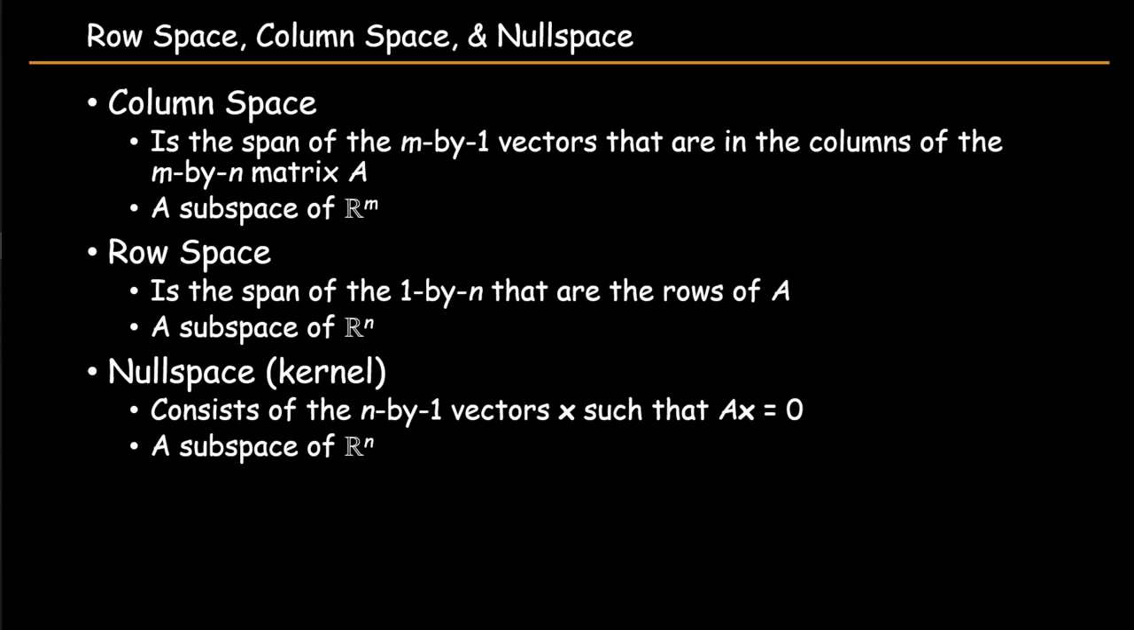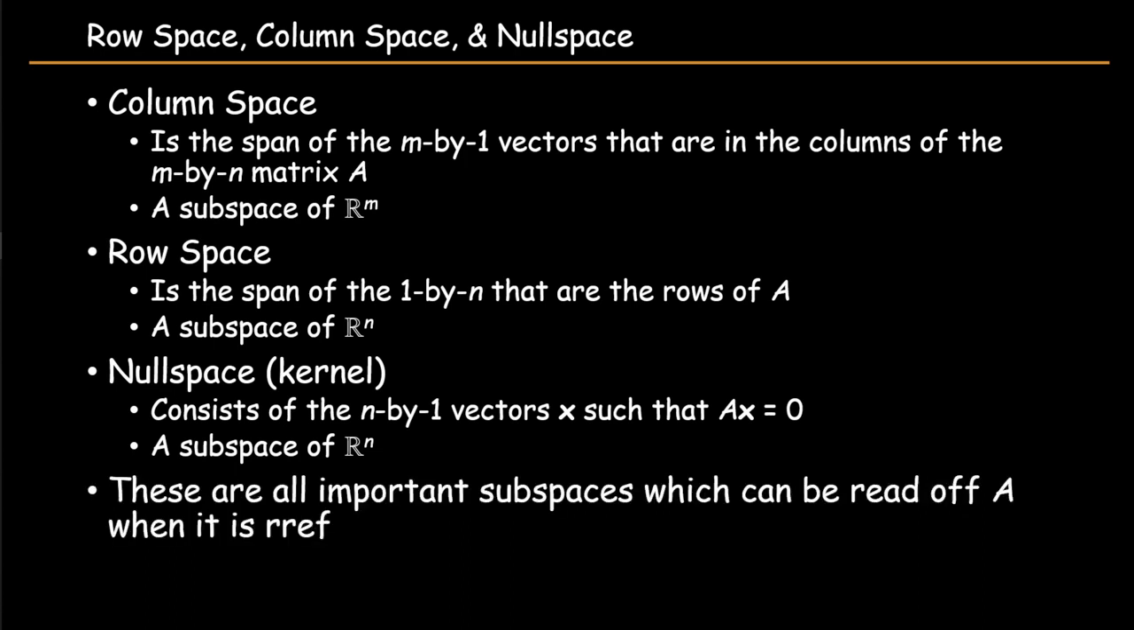However, they are completely different subspaces. As you can see, the row space spans 1 by n row matrices, and the null space consists of n by 1 vectors, so they're completely different things. And these are all important subspaces that we can read off of the matrix A when it's in row reduced echelon form.